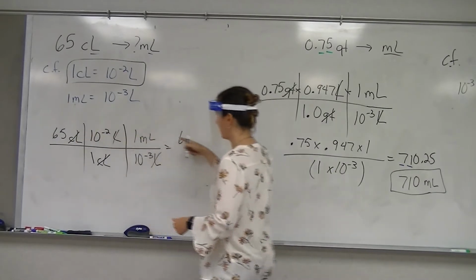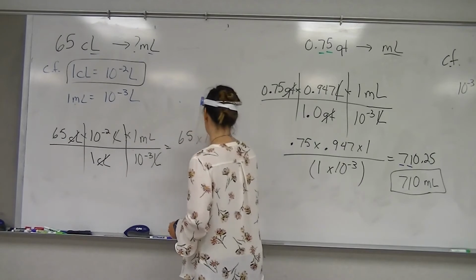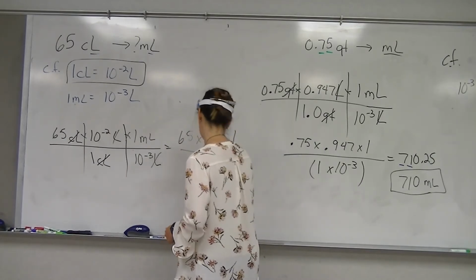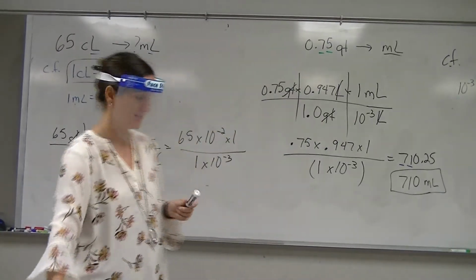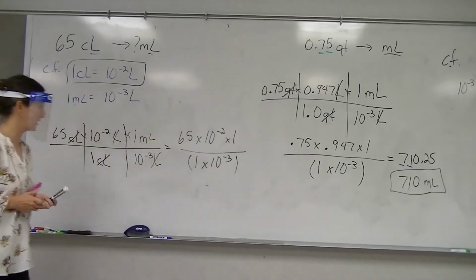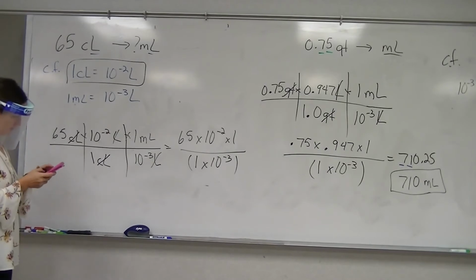So, multiply all the way across. 65 times 10 to the negative 2 times 1. And on the bottom, we have 1 times 10 to the negative 3, in parentheses. Thank you for reminding me. When you enter it in your calculator, put it in parentheses, just to be safe. It's not going to hurt anything.